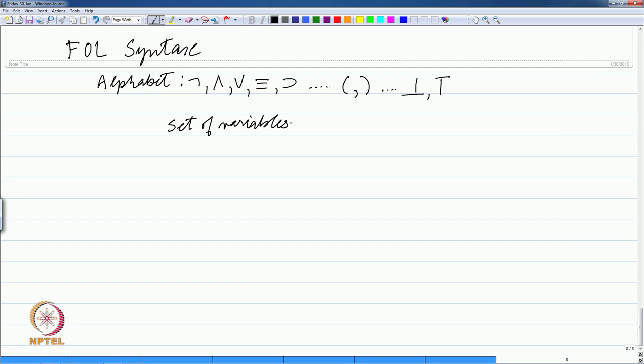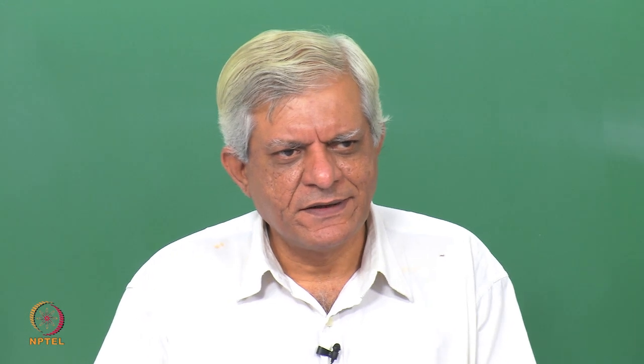So, these are not propositional variables, these are just simply a set of variables, which we will call a set V, made up of variables. Typically, we use things like x, y, z and so on, or we may use x1, x2 and so on. If you remember in the last example we said for all x, man x and so on. So, that x was a variable.